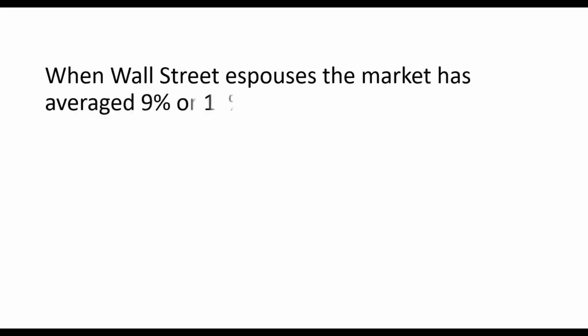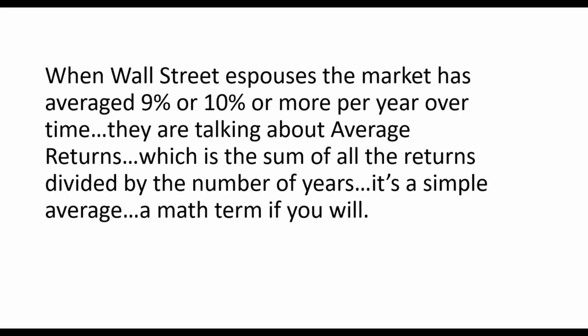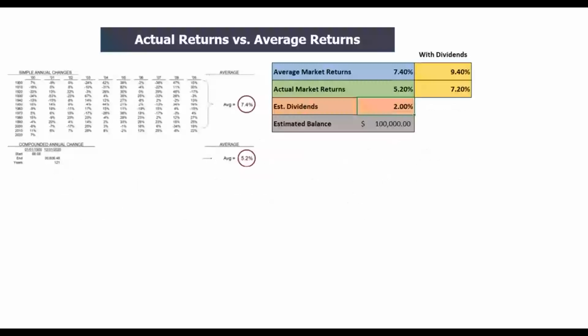So when Wall Street espouses the market has averaged 9% or 10% or more per year over time, they're talking about average returns, which is the sum of all the returns divided by the number of years you're looking at. It's a simple average, a math term, if you will, not a money math term. Now, as you can see, since 1900, the Dow Jones has averaged 7.4% without dividends. If we use average dividends from the past 20 years, we could say that's another 2%. That gives us about a 9.4% average return over time, just like Wall Street wants you to believe.